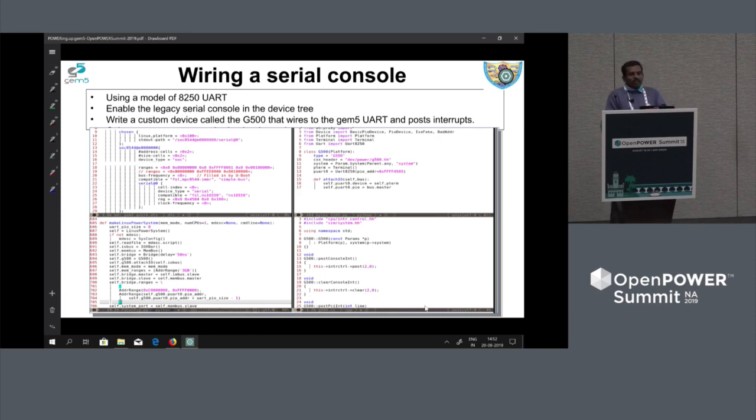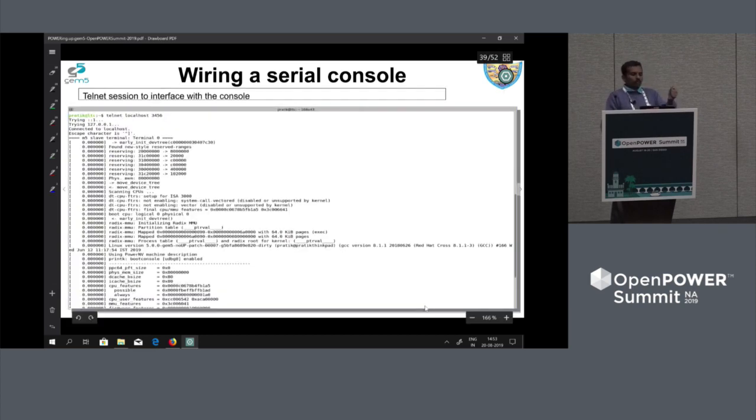An 8250 UART was already there, and what was required was to create a new device, which we call G500, and that was configured to read out into the serial console, and we were able to get a serial console. With the serial console, you were able to telnet into the gem5 device, and we were able to look at the kernel logs again.